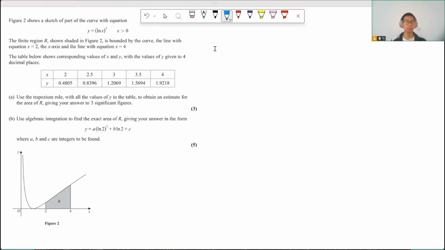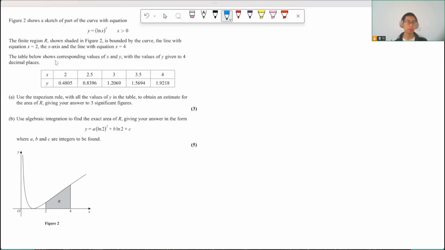Let's have a look at question 11. Figure 2 shows a sketch of part of the curve with equation y equals (ln x)², and x is more than 0. The finite region R shown shaded in figure 2 is bounded by the curve, the line with equation x equals 2, the x-axis, and the line with equation x equals 4, which is already sketched in here.